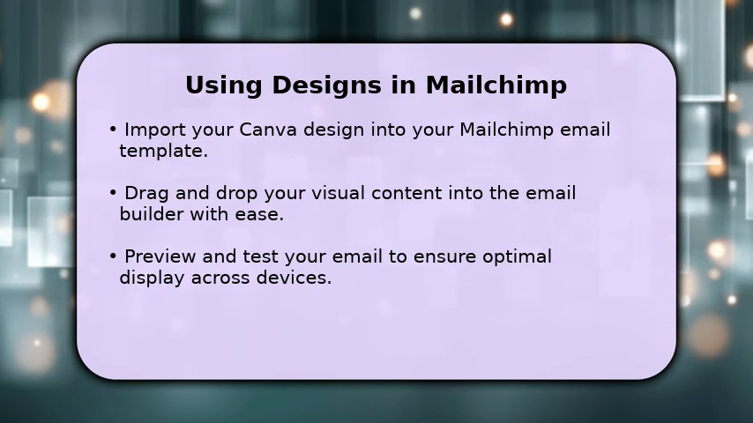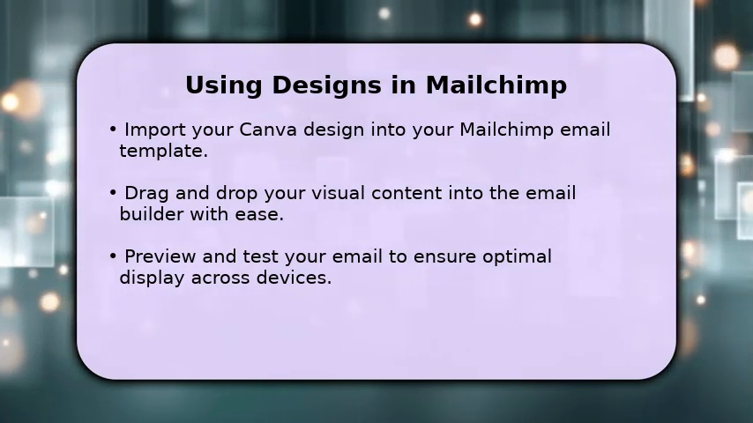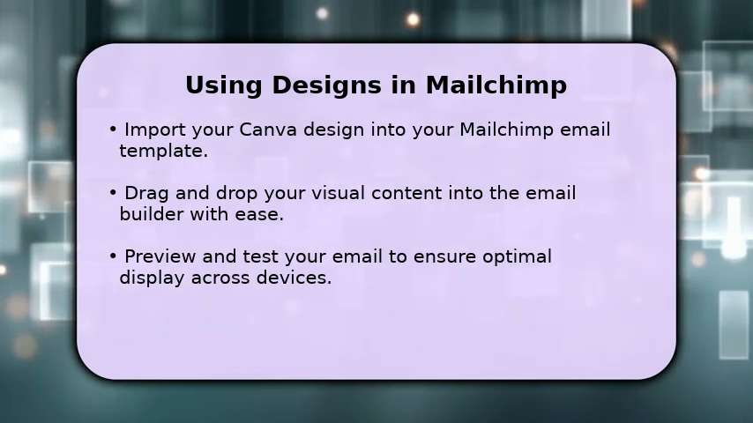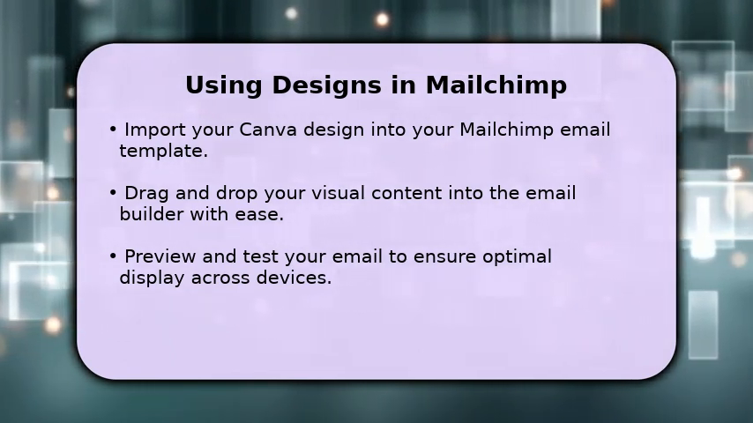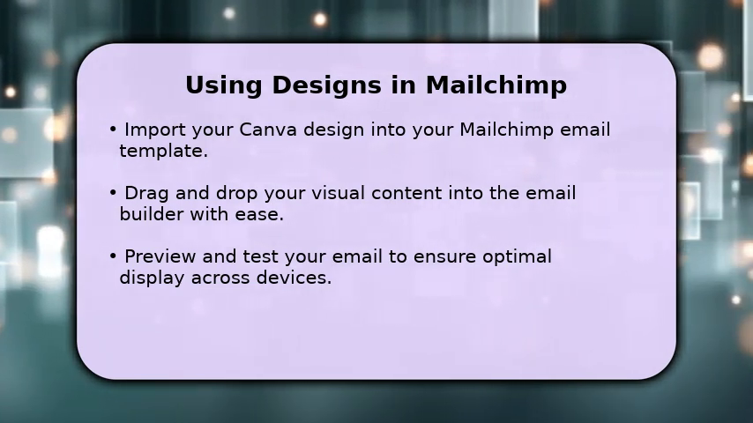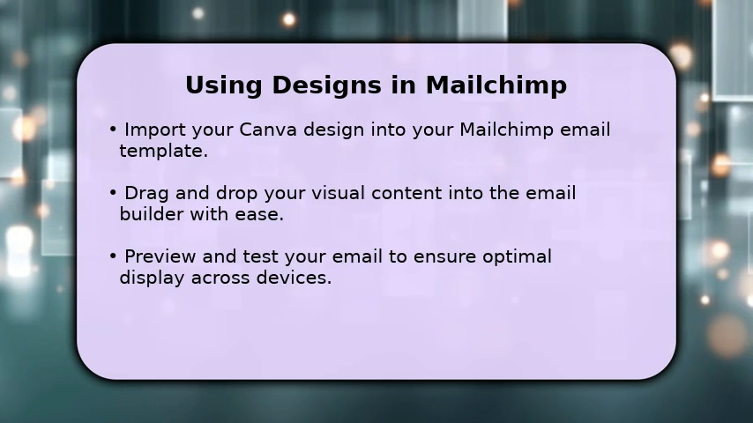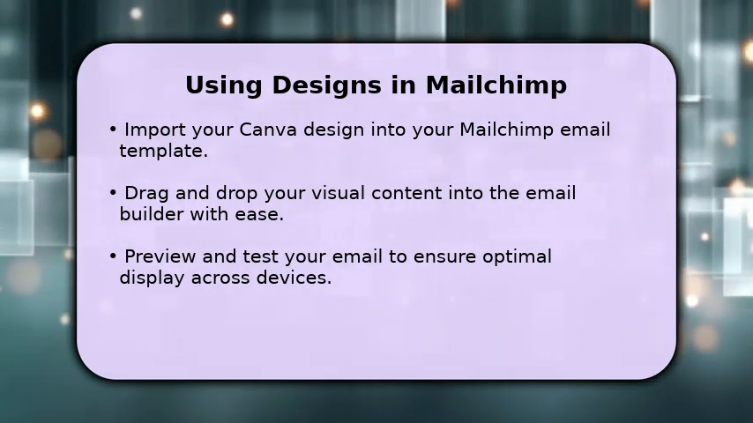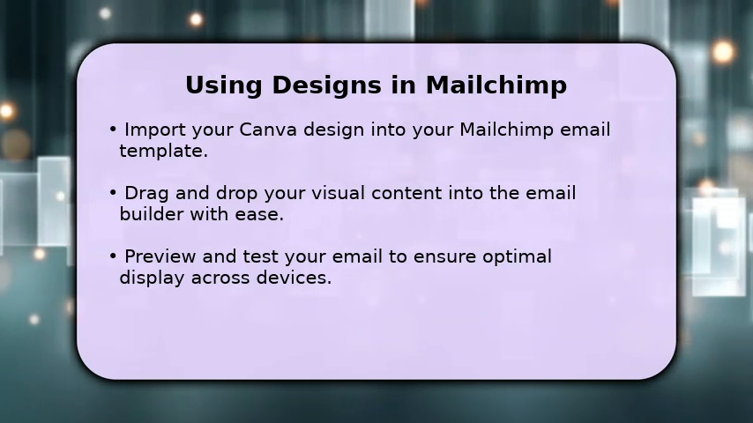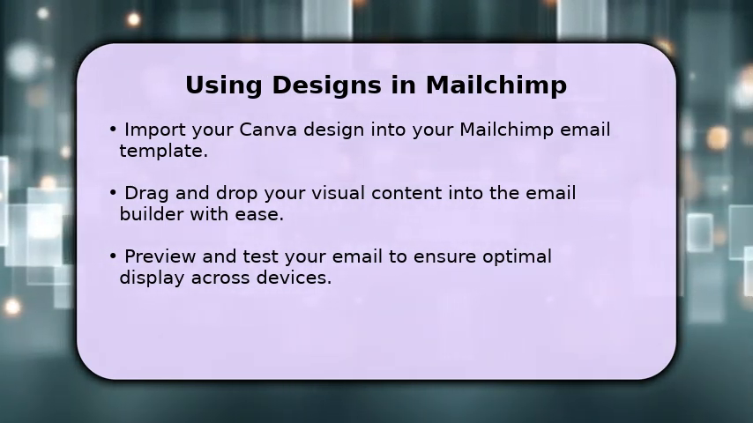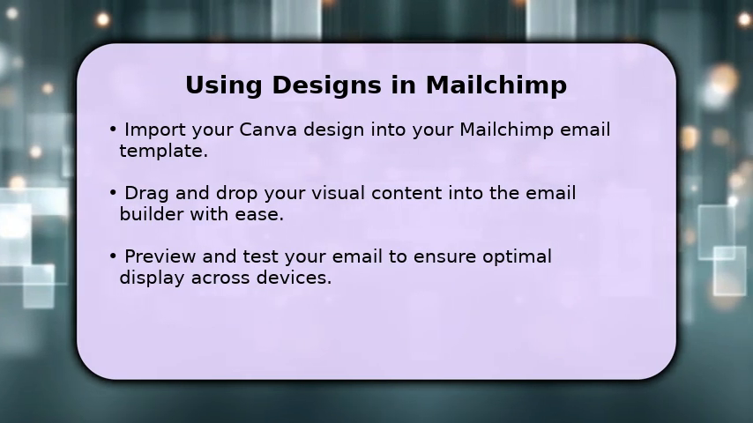Once your design is ready, head over to Mailchimp. You can easily upload your image files into your email template using the drag-and-drop editor. Position your visual content strategically to enhance readability and engagement. Always remember to send a test email to yourself and colleagues. This allows you to check how your design appears on various devices and make any necessary adjustments before sending it to your entire audience.